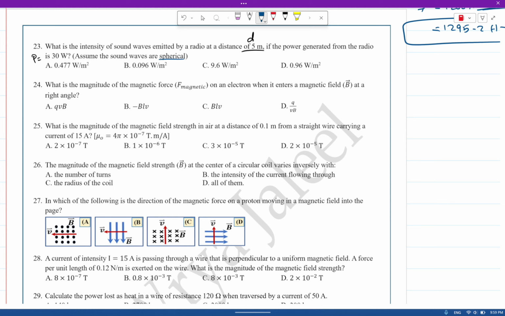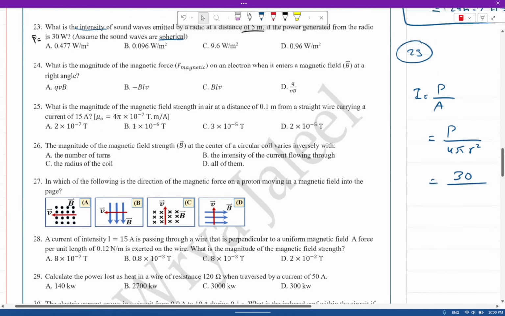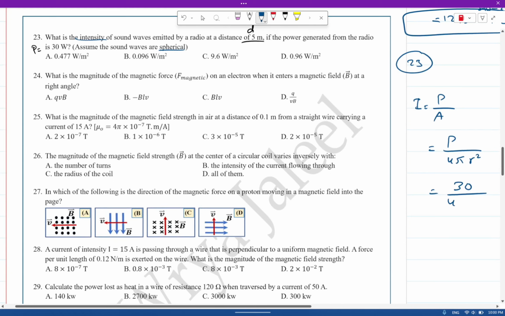All right, so the intensity. We know that this is for sound. So intensity, question 23, is equal to power divided by the area, but spherical area. So power divided by 4 pi r squared. Now in this case, of course, the power is 30 watts divided by 4 pi times the distance, which is 5 meters, so 5 squared.